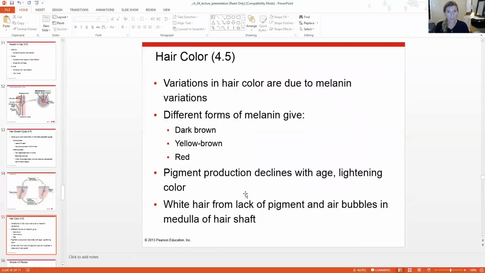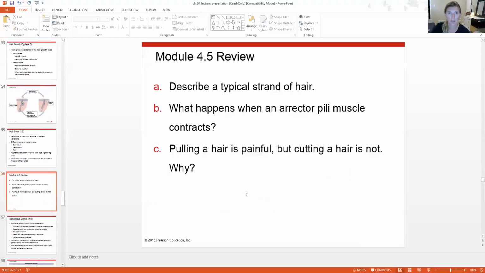Our hair color, as I mentioned, is just variations due to the melanin inside of our hair. So there's dark brown, there's yellow brown, or red that melanin can create when it's by itself or with other chemicals that might affect it, like iron, which creates the reddish pigment. Pigment production usually changes with age. It declines generally, which lightens hair color, sometimes causing hair to turn white or gray. That white hair is from the lack of pigment in the medulla area.